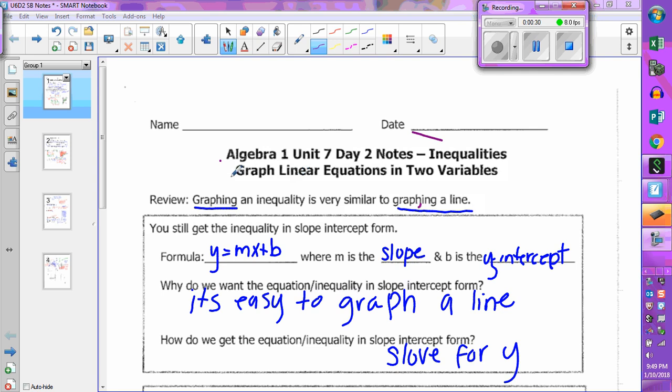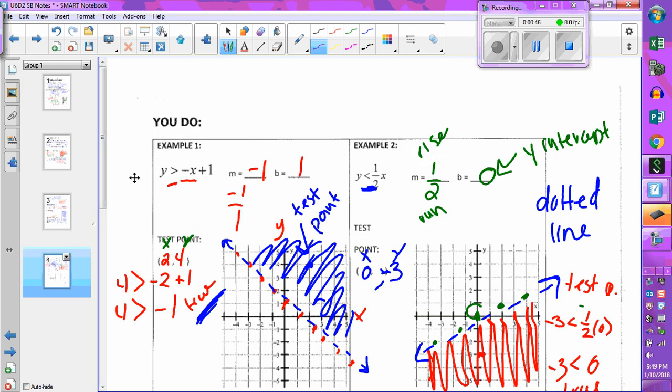So these notes right here, the Algebra 1 Unit 7 Day 2 notes should be at the top of the packet of work that you received. All of these notes we filled out last class, so I'm not going to review any of it. However, we are going to go to the last page because we didn't finish that, okay? So just give me a second and I'm going to open this up all the way.